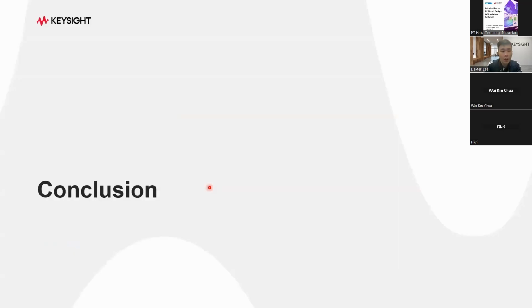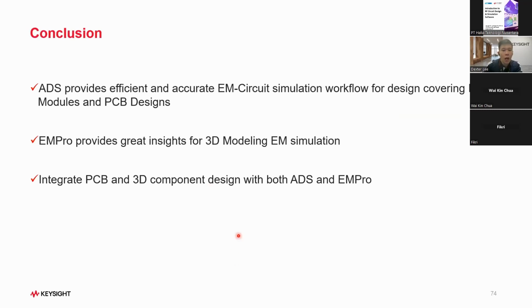Okay, I think that's some sort of conclusion. Let me just run through the conclusions first before I look at the chat and Q&A, all right? So to sum it off, just nice, 1 hour 45 minutes. In summary, I think ADS provides an efficient and accurate EM circuit simulation. We discussed a lot about RF Pro. So RF Pro is the main tool that I really want you to bring home today and remember the key values of RF Pro, how RF Pro can really help you to be efficient and effective when it comes to EM circuit co-simulation design. Okay.